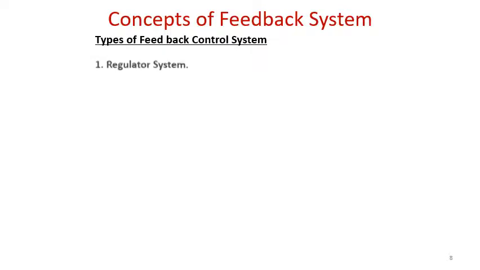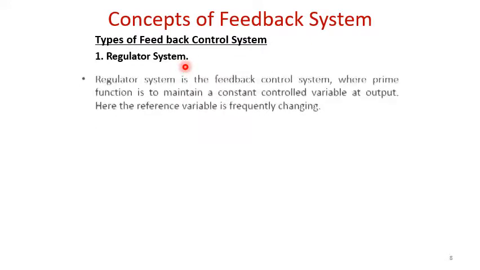After knowing the open loop and closed loop types of a control system, we should know about the concepts of the feedback type of a control system. In a feedback type of a control system, we have two types. One is the regulatory type system. Another one is the follow-up type of system.